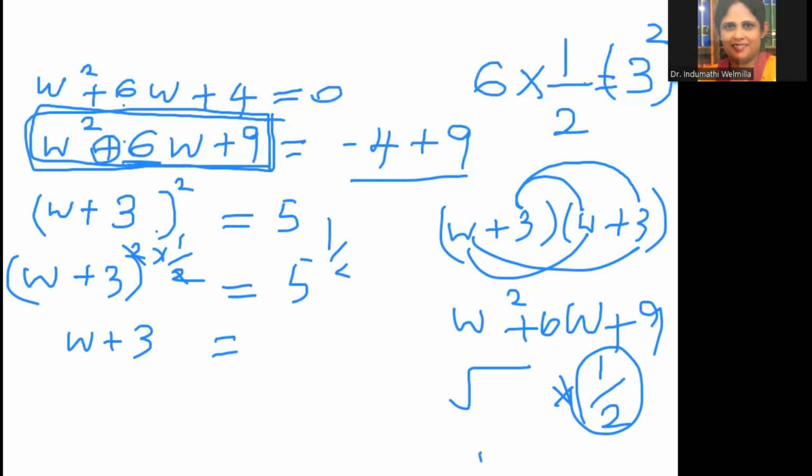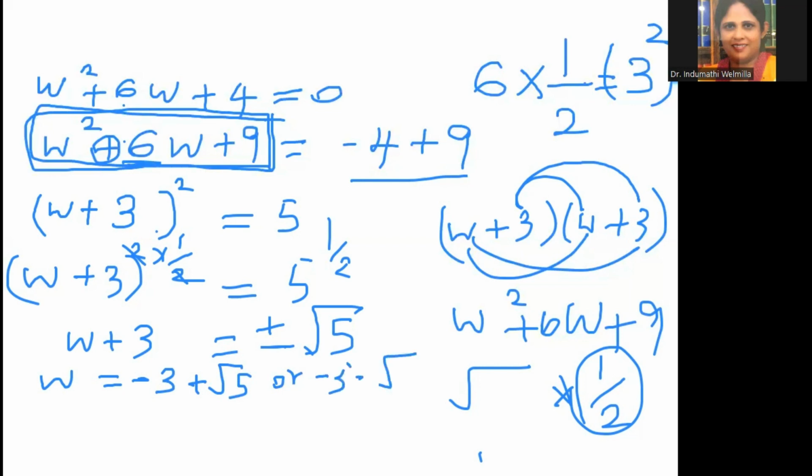This part, remember when we take the square root value in mathematics, we have to use plus or minus, because we don't know whether it is plus or minus. Okay. So then half power means square root of 5. You know, no? Half power means square root of 5. So then you can solve this one. How? W value is, when we bring this 3 to the other side, it becomes minus 3 plus square root 5 or minus 3 minus square root 5. So that's easy, right? Now you can simplify.